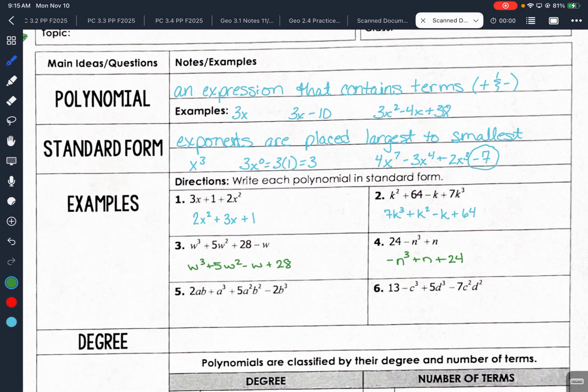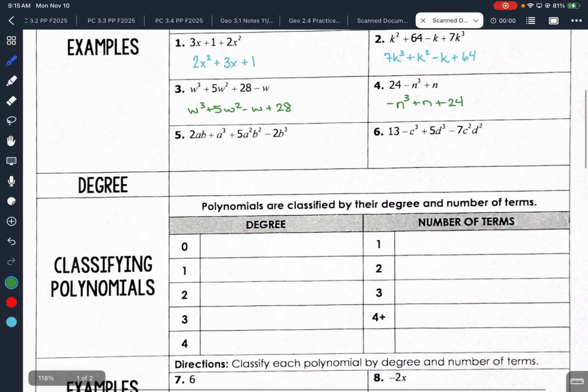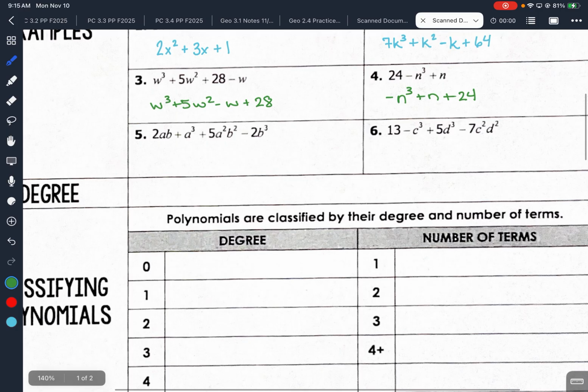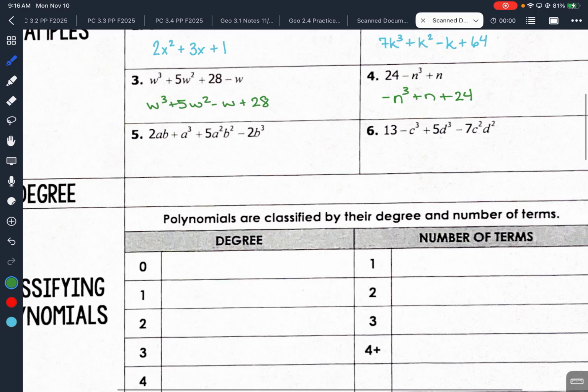Okay, so what is different about 5 and 6? There's more than one variable, right? When there is more than one variable, you pick alphabetically which one is first. So A or B? A. So you worry about A. What is the highest degree of A? 3. So A cubed comes first. And the next would be 5A to the second, B to the second.